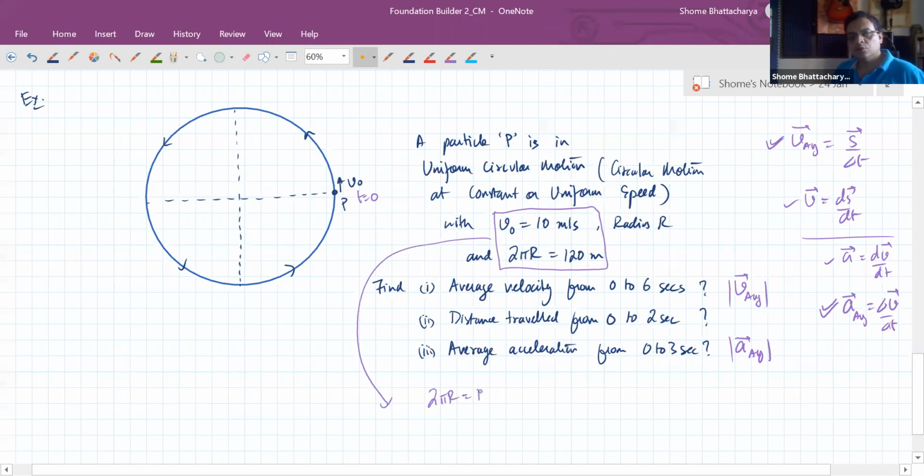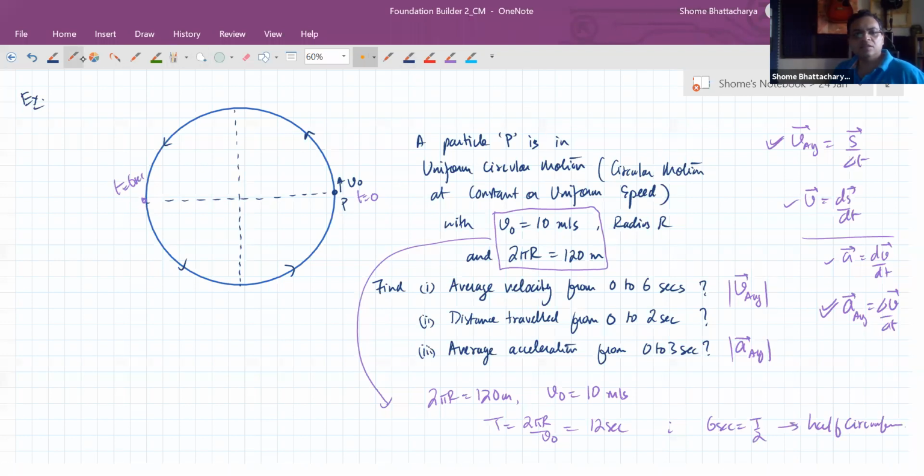You can see that circumference is equal to 120 meters and the speed at which it's covering the distance is 10 meters per second. That means the time period to complete one full round is how much? 12 seconds. Okay. Therefore, 6 seconds is half a time period, so it will complete half circumference. Okay. So after 6 seconds, the particle will be here.